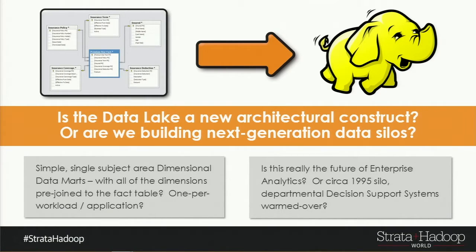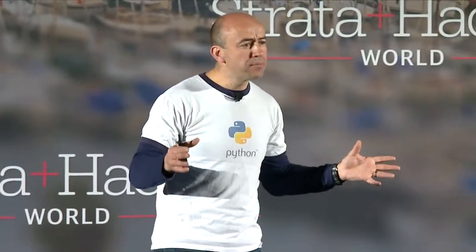And if we're just replatforming existing analytic solutions, what are the consequences for replatforming those solutions on the current Hadoop technology stack? I see a lot of companies building analytic solutions on Hadoop that look a little bit like this. Simple, single subject area, dimensional models with all of the dimensions pre-joined to a fact table in an ETL process at load time. Now, there is a place in most of our organizations for application-specific data stores.